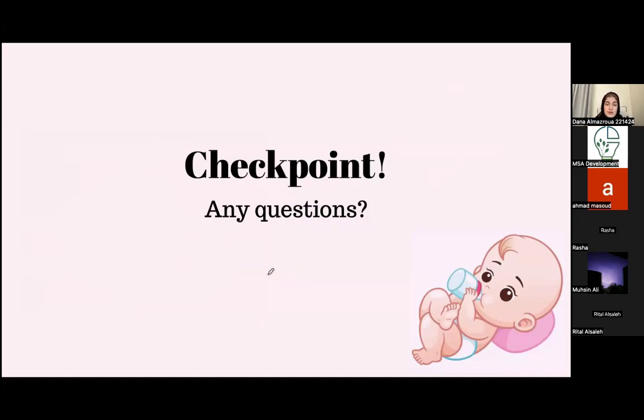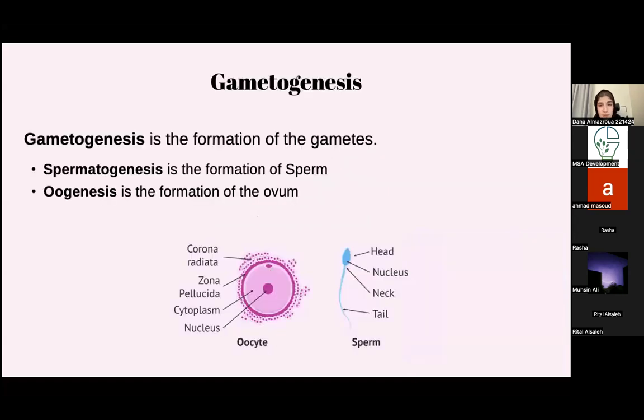Yes, okay, perfect. Now we're going to talk about gametogenesis. If you break down the word gametogenesis, we have the word gametes. The gametes are either the sperm or the egg, and genesis means formation. So we're going to talk about the formation of either the sperm or the egg. Spermatogenesis is the formation of a sperm. Oogenesis is the formation of an ovum, or the human egg.